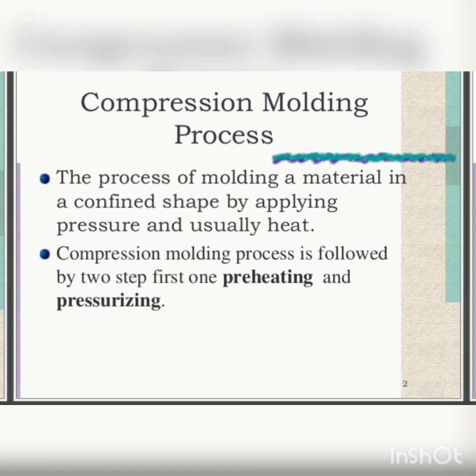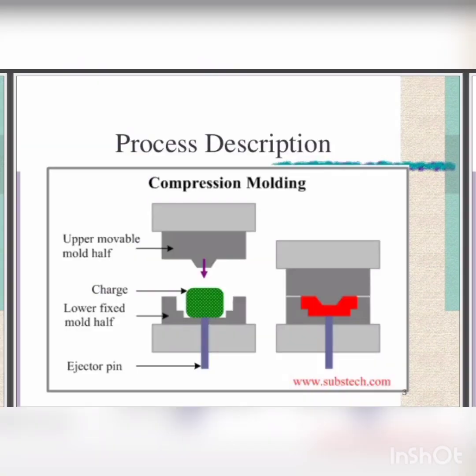So, what is compression molding? What is the process? The process of molding a material in a confined shape by applying pressure and usually heat. The compression molding process is followed by two steps. The first one is preheating and the second one is pre-squeezing. So there is a process description.